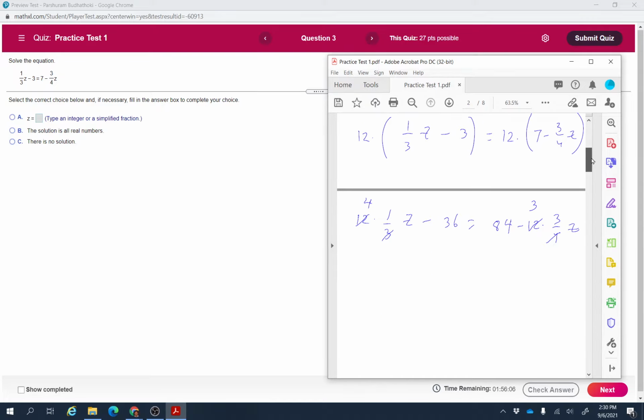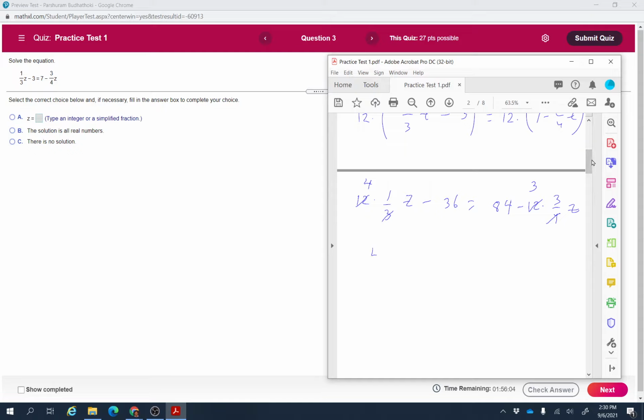Now this problem becomes like problem 1. After this you are going to see there is a 4z minus 36. The right side there is 84 minus 3 times 3 is 9z. Now we can bring this 9z by adding 9z to both sides. Then we can bring this constant to the right side by subtracting 36. So this cancels out, this cancels out. On the left side there is a 13z. On the right side you have to subtract 36 from 84.